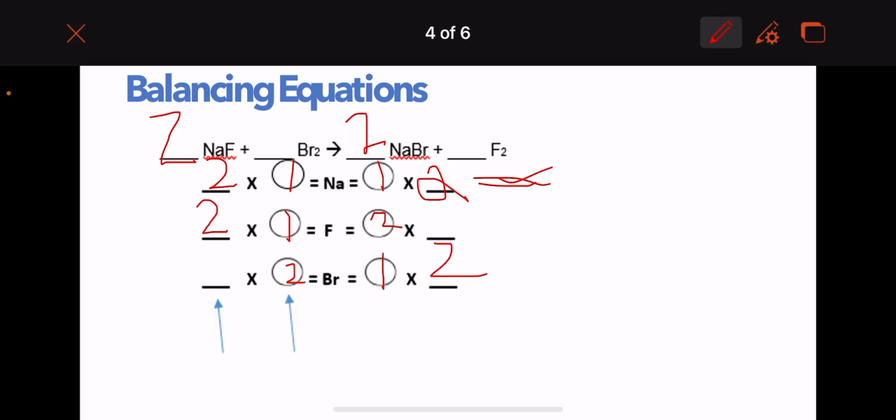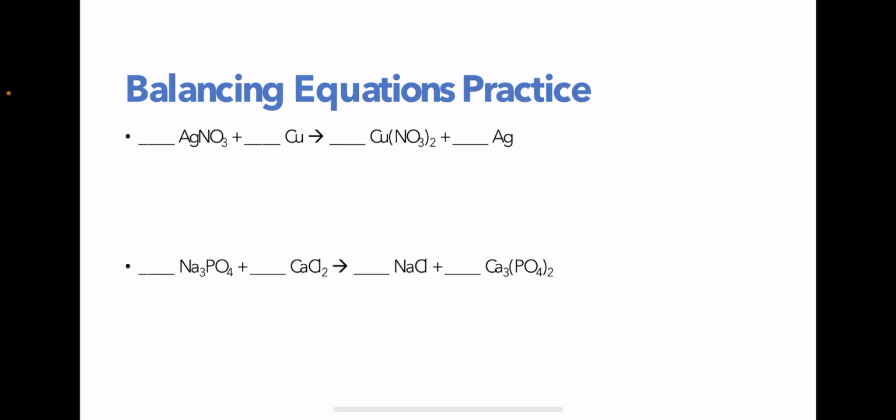So my coefficients become 2, 1, 2, 1. And like you've learned so far in chemistry, if the coefficient is 1, I don't necessarily have to write it. But that doesn't mean 0. If you feel better writing it, please write it, but you're not required to. Let's look at some more.